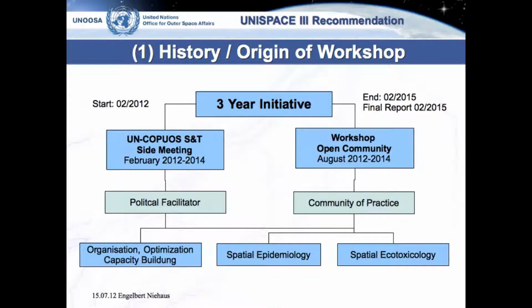The structure of the initiative has one part, the political facilitator, which are the side meetings at the United Nations Committee of Peaceful Use of Outer Space, and the other pillar is the workshops, the yearly workshops with an open community approach. The first expert meeting this year at the UN campus is the first open workshop in the 3 years initiative. It has a pilot character and is a community of practice.